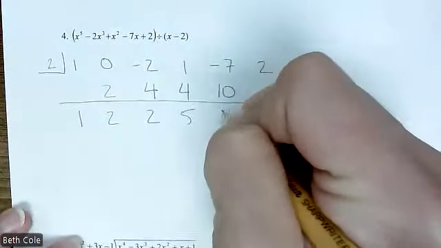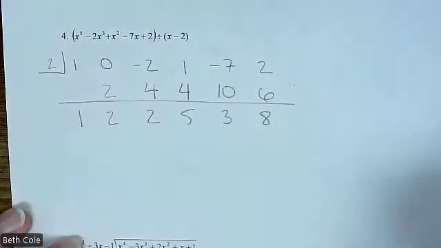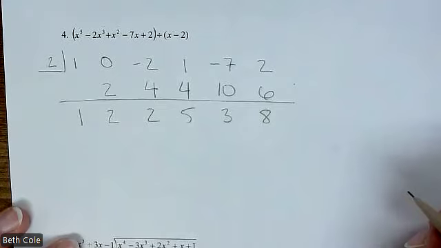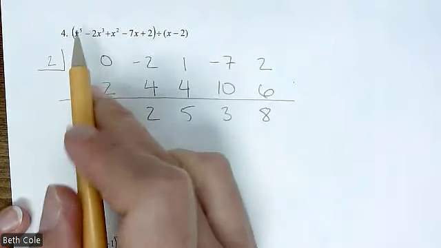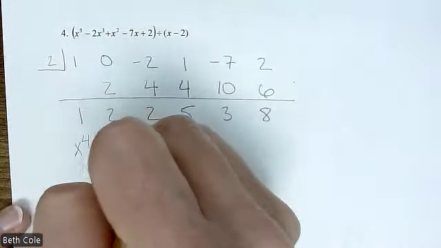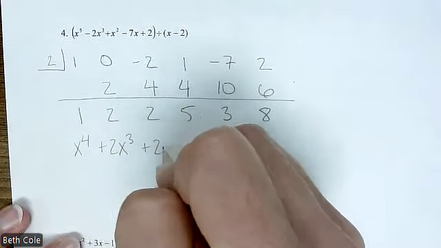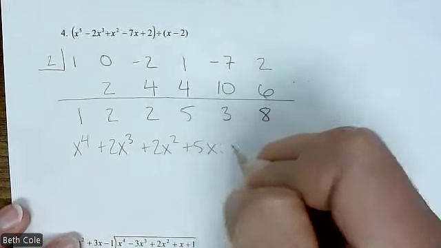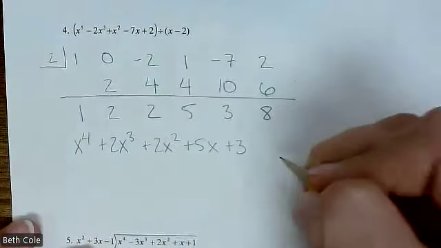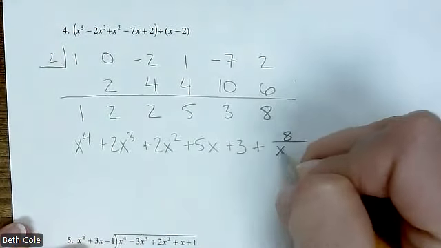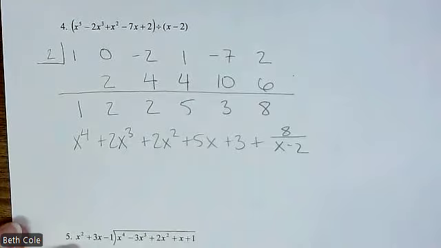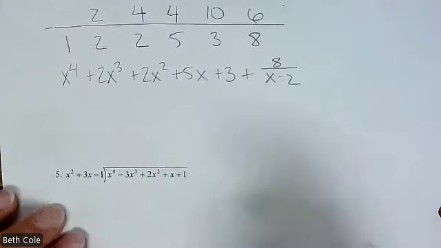I'm going to stop saying this because I feel like that gets annoying real quick. And then when I go put the x's back in, you're going to start with 1 degree less. And then your remainder, you just put over the divisor. And that's your answer. All right, and then we've got one more long division.